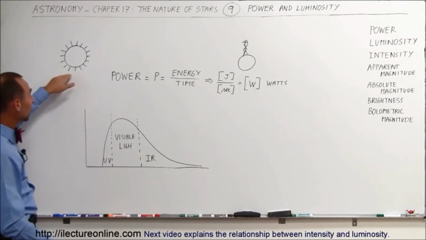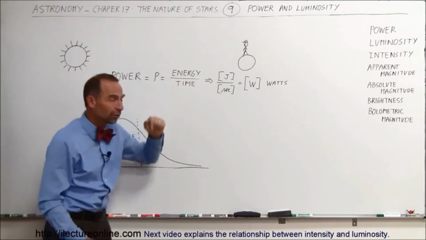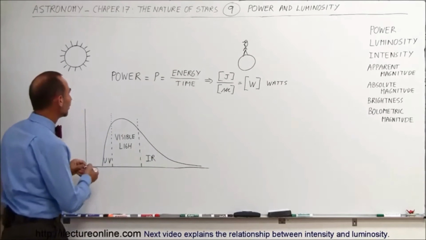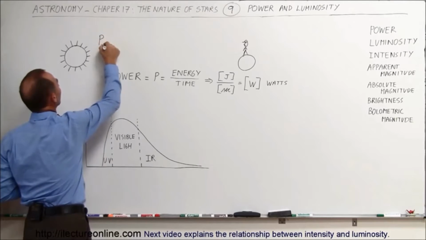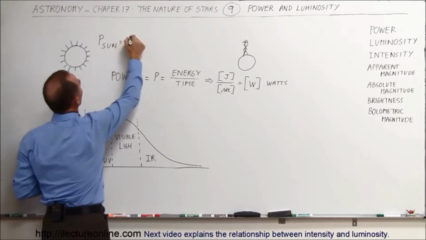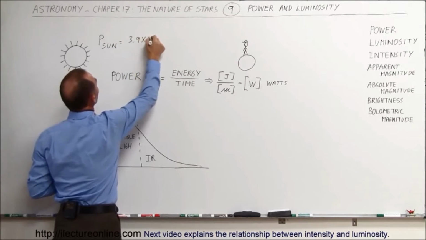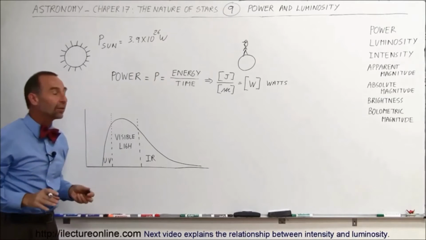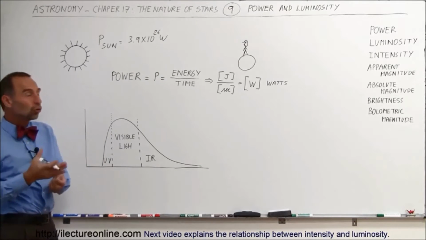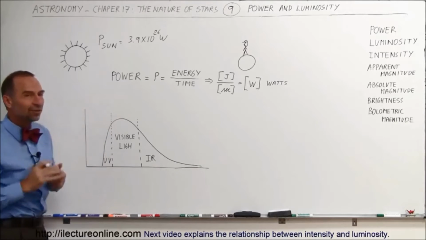And so when we have the sun giving off energy towards the earth, and of course all of the space around the sun, we can say that the power of the sun is equal to 3.9 times 10 to the 26 watts. That's how much energy the sun puts out. That's how many joules per second the sun emanates every single second.